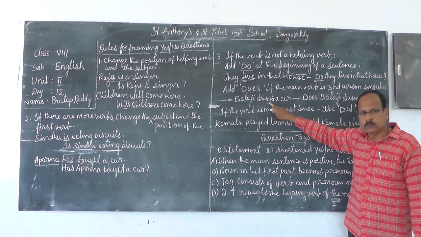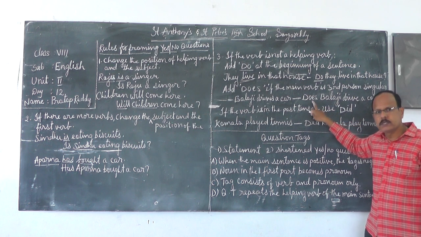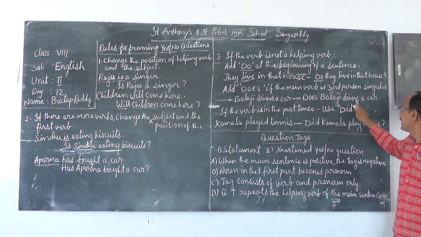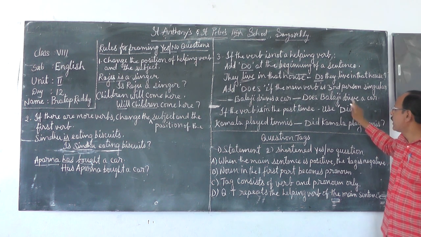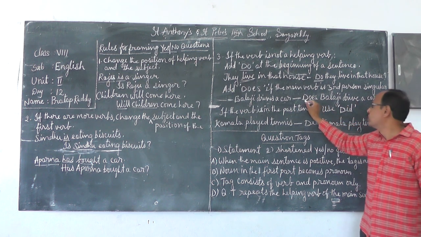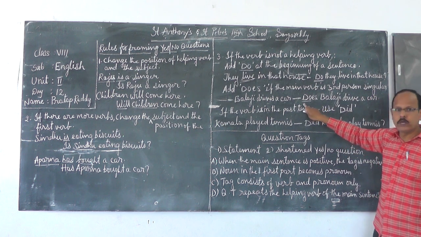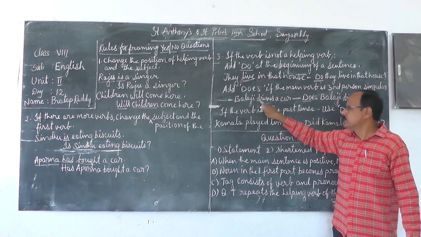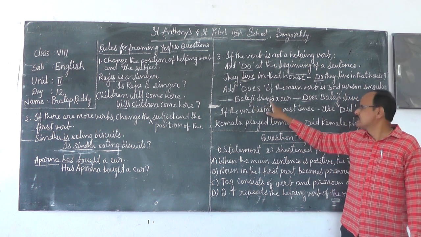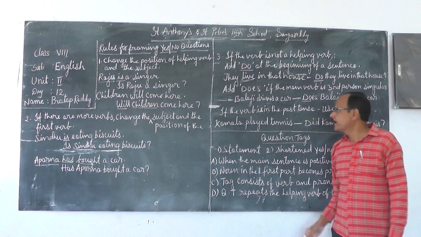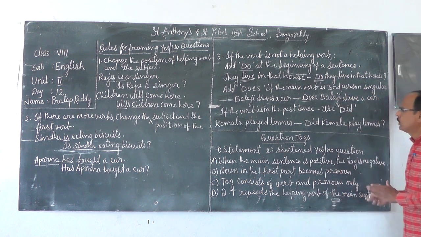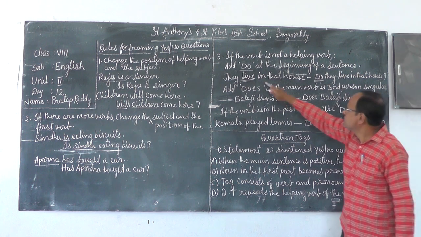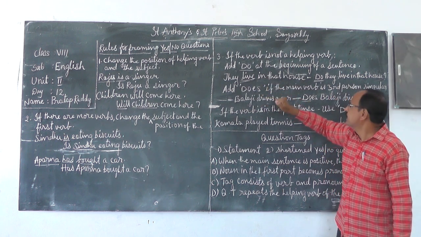Here it is drives. But when you start with does, it is drive and not drives. We should not add s here in the question. We should add es to do, and it becomes does. Does Balaji drive a car? Because the subject is third person singular. Okay. Now one more rule. If the verb is in the past tense, now in these two examples, the verb is in the present tense.